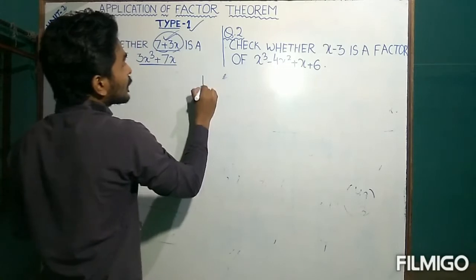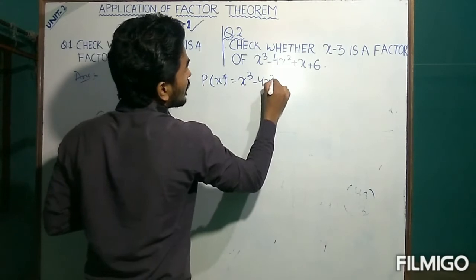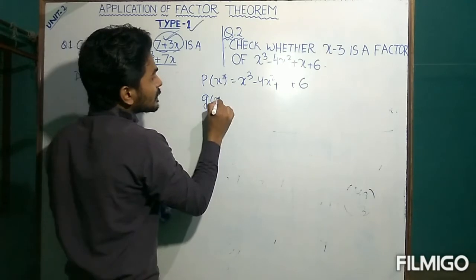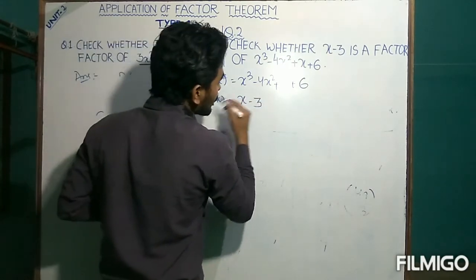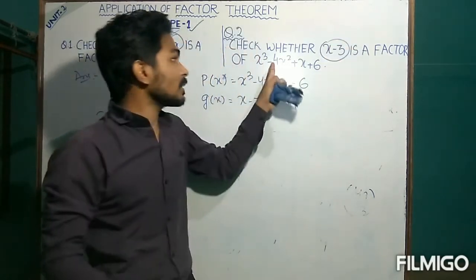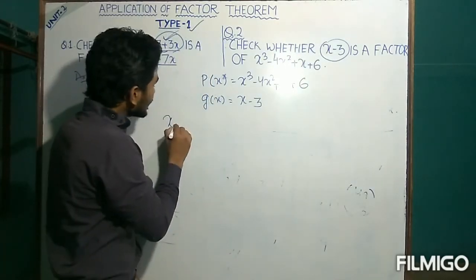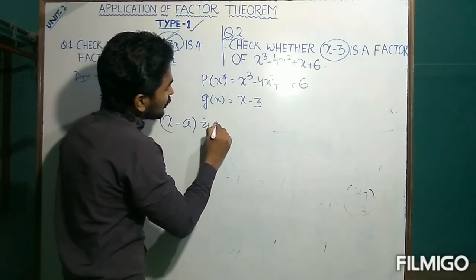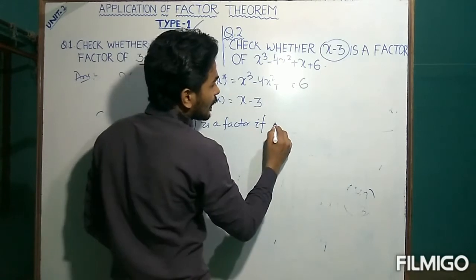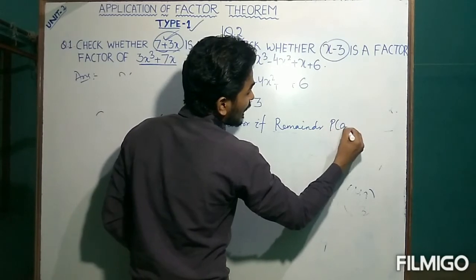So what we have? We have p of x is equal to x cube minus 4x square plus x plus 6. Okay, and g of x, or the divisor, will be x minus 3. So we have to examine whether this is a factor of this polynomial. Similarly, according to the factor theorem, x minus a is a factor if the remainder p of a is equal to 0.